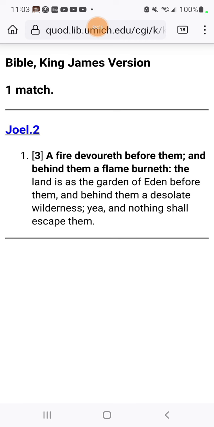What does that mean, behind them? Meaning when they hit ground zero and start to burn up everything, it's going to be a desolate wilderness. Yea, and nothing shall escape them. All right? Who can't but prophesy about these things, man? This is the time we're living in. Giving them warning. Letting them know.